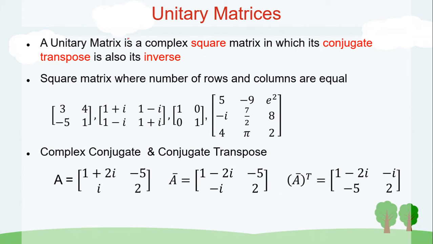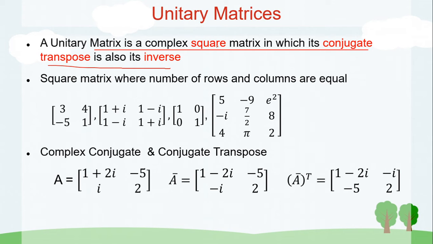Okay, so the unitary matrix. This is a very, very important one, because all the operations, whatever gates we have, are nothing but multiplying a unitary matrix with the given state. So what is that unitary matrix? It's a complex square matrix whose conjugate transpose is also its inverse.